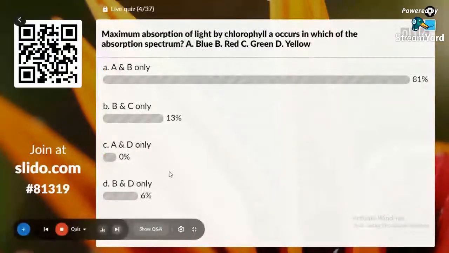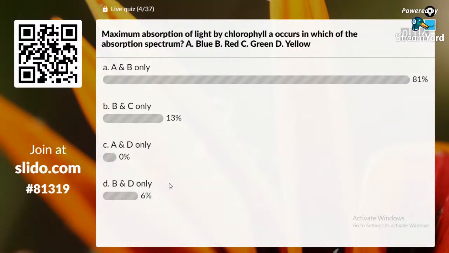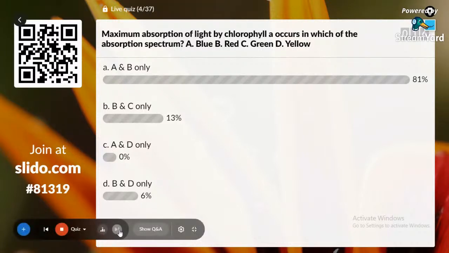81% of the students went with option A, red and blue region. Yes, red and blue regions. There is an experiment for you to study in your NCERT textbook regarding the passing of sunlight through a spectrum and splitting that white light into the 7 constituent colors of a rainbow, where you can see the bacteria or that particular organism grows maximum in the red and blue region.